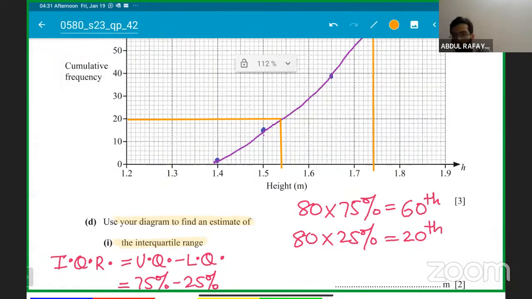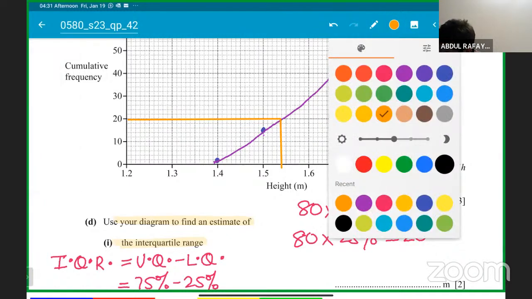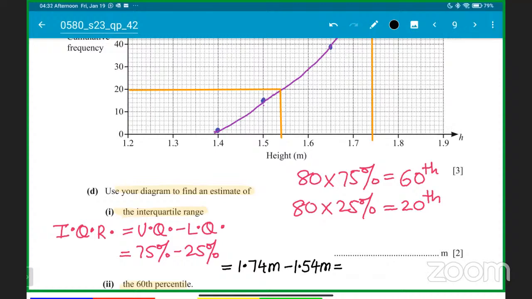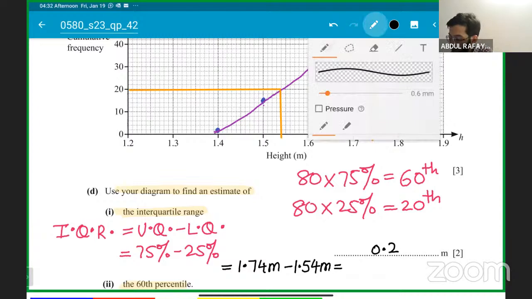So this is between 1.7 and 1.8, so this will be 1.75. Follow carefully. It will be 1.74 meter as the upper quartile, and minus 1.54 meter as the lower quartile. Everyone following? So 1.74 minus 1.54 is 0.2. I got 0.2 meter as the interquartile range.